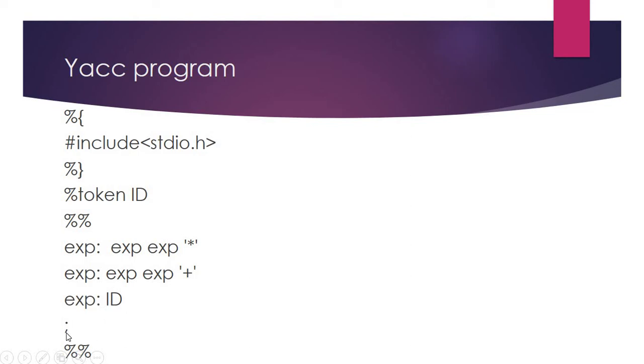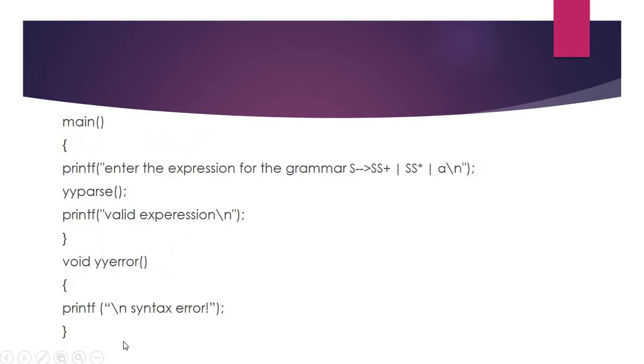So we have to terminate with the semicolon as we reach the end of the grammar, and then the rule section of the Yacc program is done. In the Yacc program we need to write the main function. Here we'll prompt the user to enter an expression which will satisfy this grammar. The grammar is S produces SS plus or SS star or A. So the user can enter A, or A A plus, or A A star, or multiple A's followed by star. Such kinds of valid inputs he can give, as well as wrong inputs like A plus; such kinds of invalid inputs he can also give as input and check.